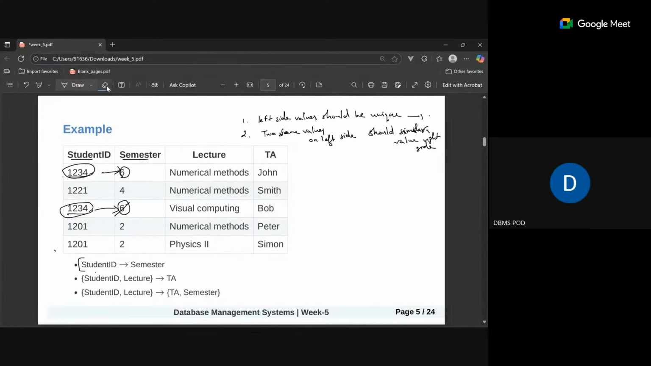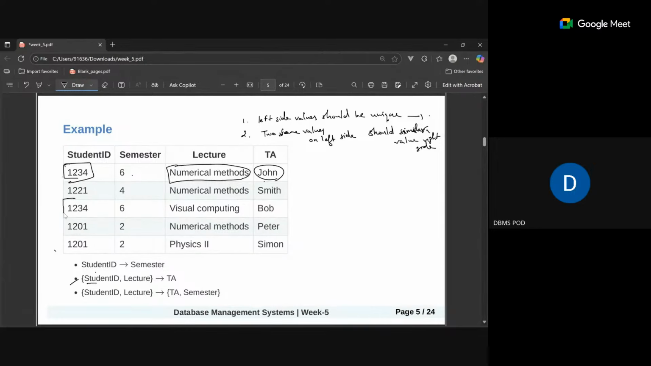And when considering the second one, I'll take the second one. You just consider the third one by yourself. Considering two attributes as one set, what you have to do is consider these together as one value while determining something else. Considering 1, 2, 3, 4, 6 determines John. Sorry, it's not semester. Lecture. This 1, 2, 3, 4 numerical methods determines John.